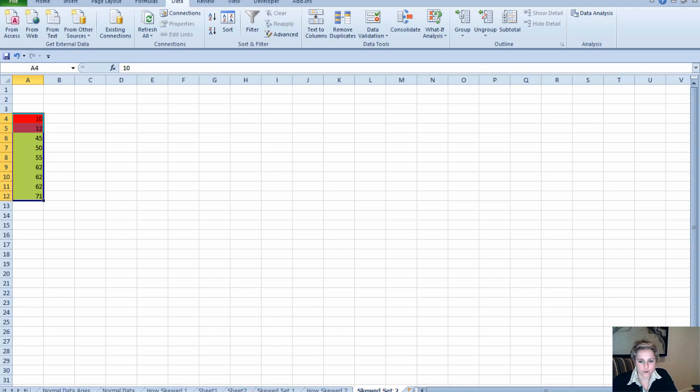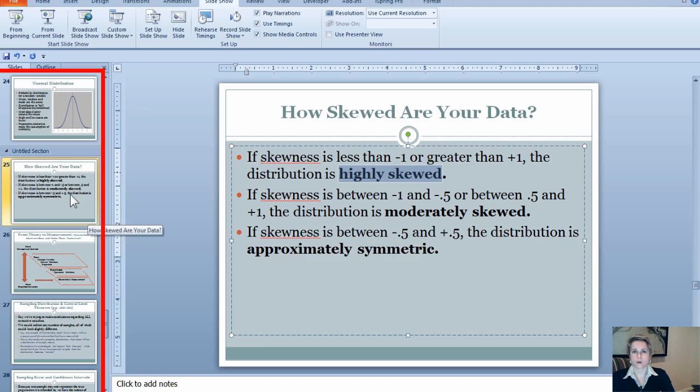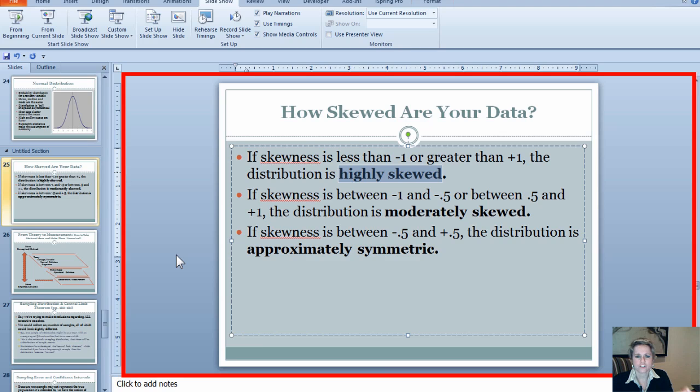Okay, so that's one way. And again, skewness is a nice to know. Most of you will probably not ever have to deal with skewness, but if you do, there are different statistics that you may have to run. But I think it's important for you to understand the nature of the data just to see what we're dealing with.